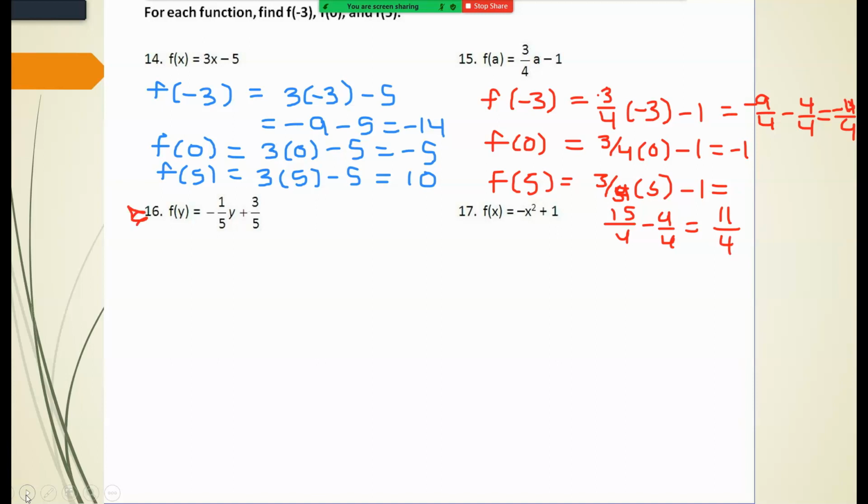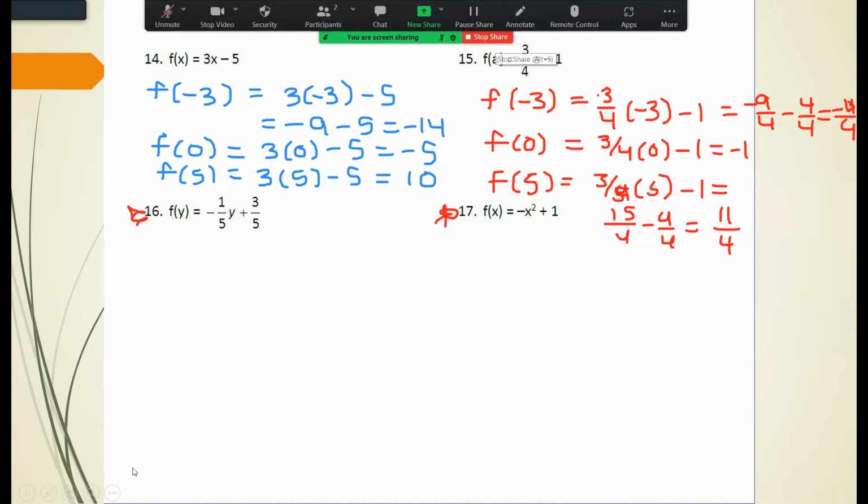So your homework is that 16, 17, and then the next page, which is 2-1 homework day 2, 11 to 13, and then 21 to 32. Tomorrow, I'll pass back the study guide from 2-1, and we'll go over all of this.